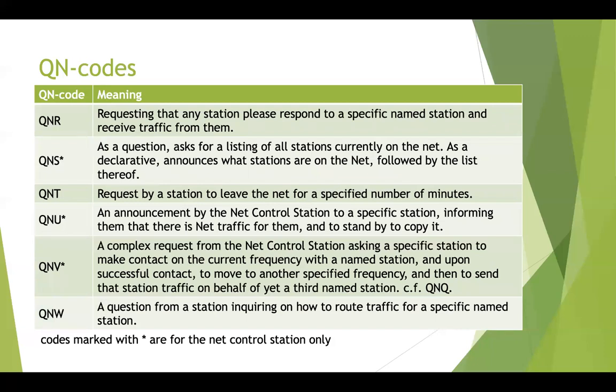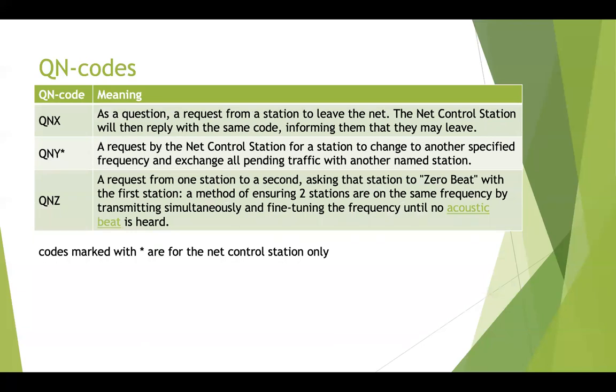QNV would be a request from net control asking a specific station to make contact on the current frequency with a named station, and then when they're successful to QSY to another specified frequency, and then send traffic based on a third named station. And QNW would be a question from a station inquiring on how to route traffic for a particular station. QNX as a question would be a request to leave the net. QNX from the net control would be, yes, it's okay to leave. QNY would be a request from net control for a station to change to a different frequency.